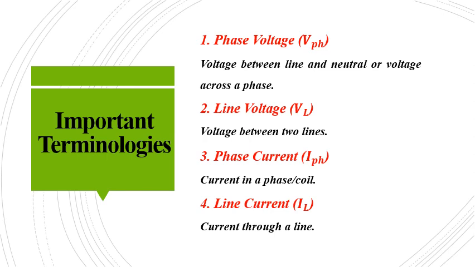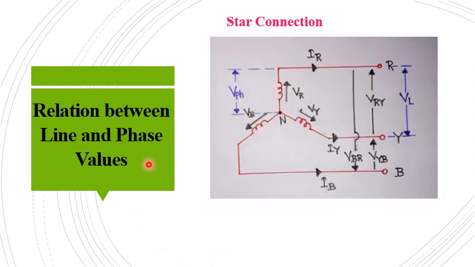Next, let's see the relationship between phase voltage and line voltage, similarly phase current and line current, in the star connected system as well as the delta connected system. So first of all, we are having a star connected system.